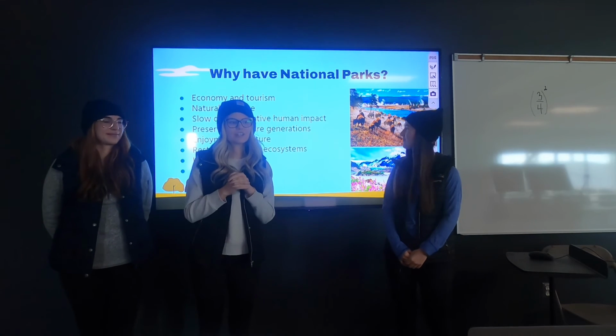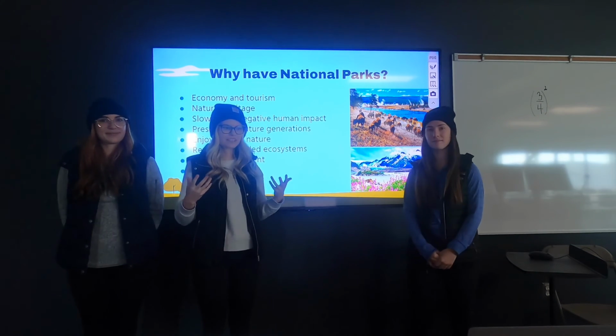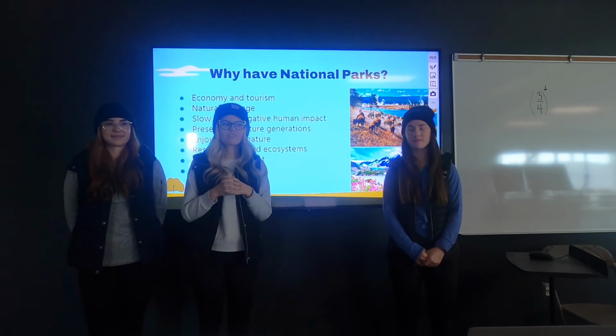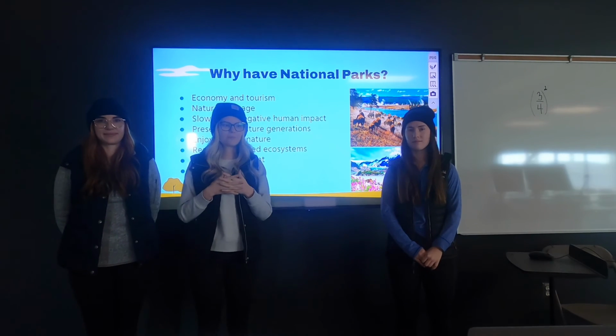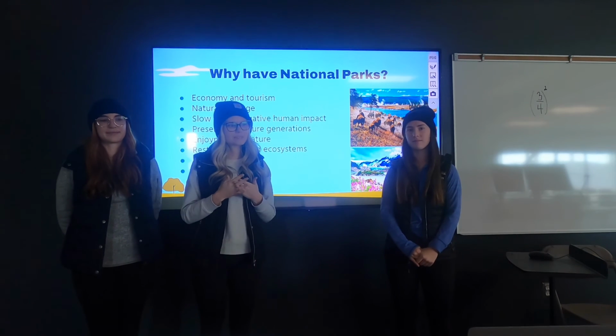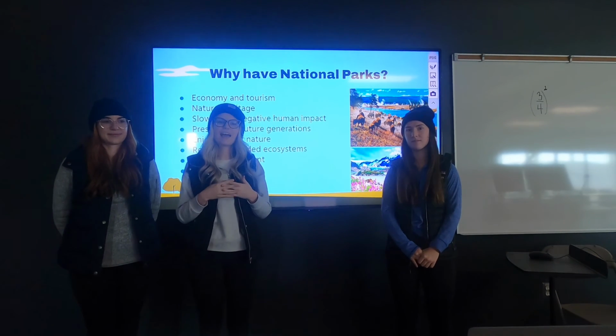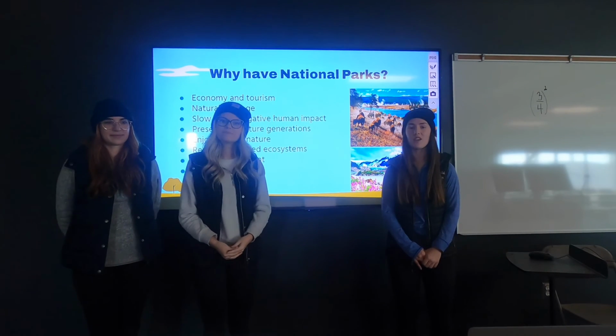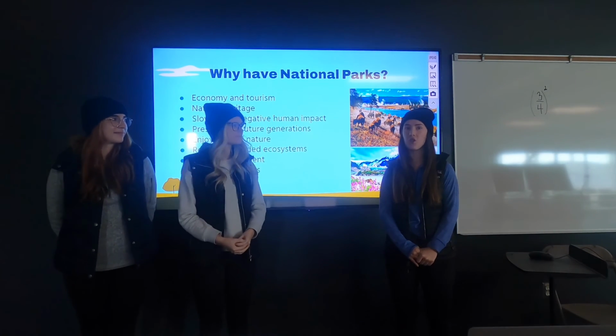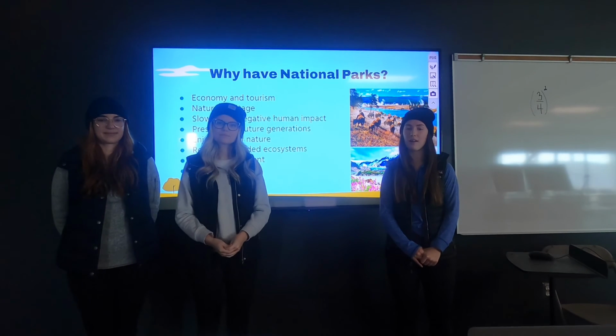National parks have a great significance to our natural heritage. Natural heritage is an area of land that holds significance for habitats of certain species of plants and animals and provides opportunities for scientific research, conservation, and natural resources and enjoyment of the natural beauty. National parks help the economy, provide jobs, and increase tourism in Canada.